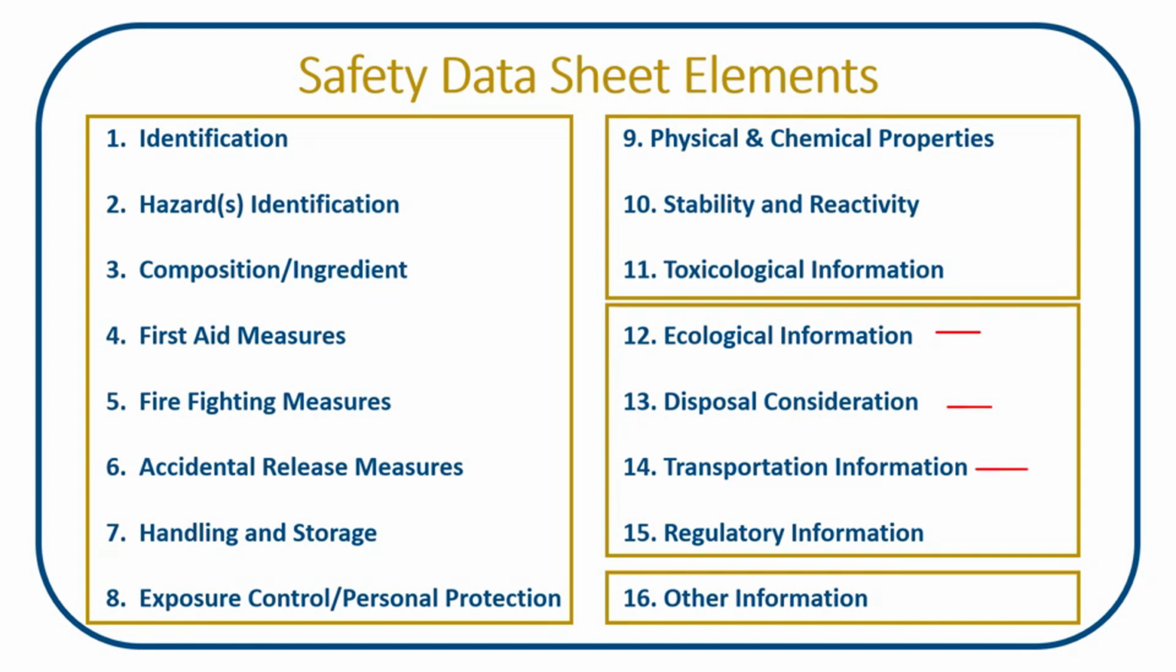Transportation information would include the proper name for a shipment, transport hazard classes, packaging groups, and environmental hazards associated with the material. And finally, section 15 describes any safety, health, and environmental regulations that are specific for the product.